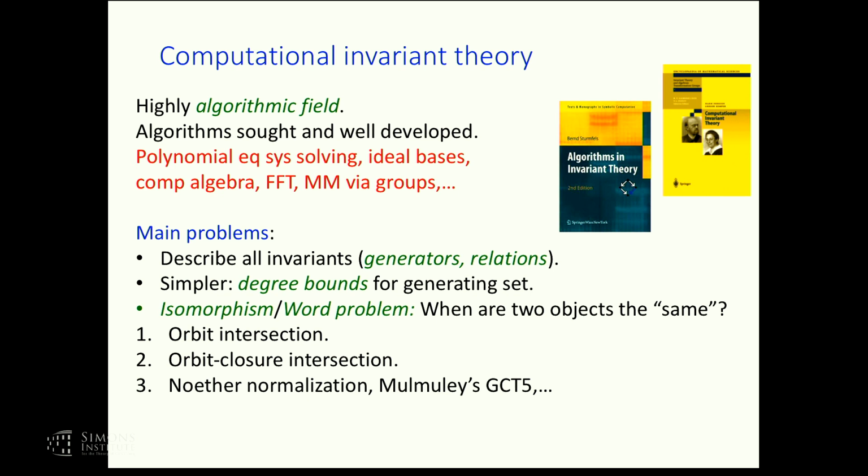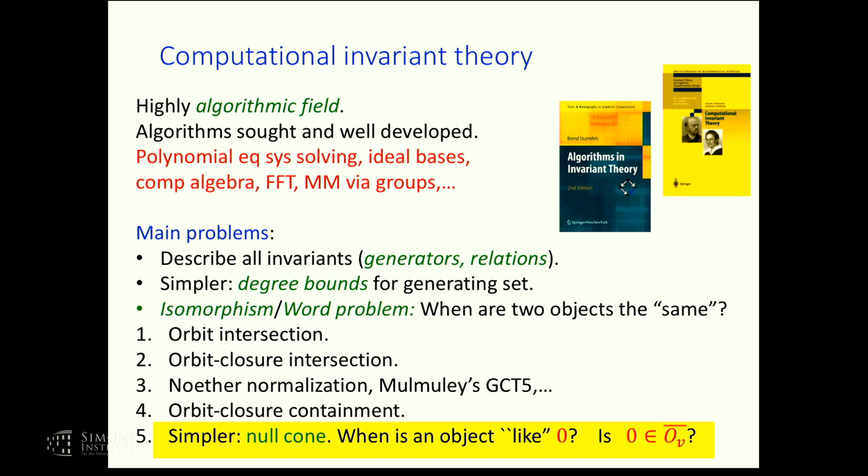You'll hear in Ketan's talk about natural normalization and these generators problems. He'll describe orbit closure containment. And for the rest of the talk, I'm going to focus on one problem, simpler than all of them. It's already extremely rich, which is this null cone problem.